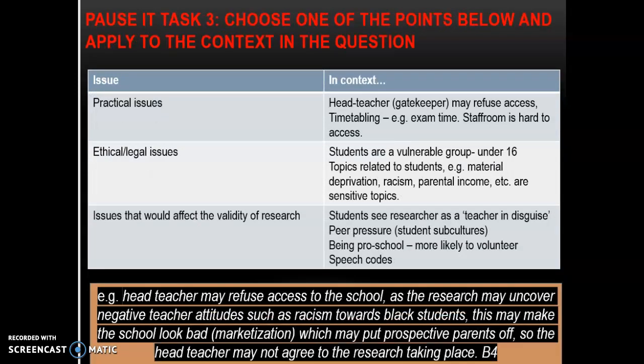And then finally, what I'd like you to do now, do another pause it task. You can choose one of the points below and apply it to the context in the question. So start to have a think about how might some of these actually impact doing an observation onto racism within school. I have done one there for you to get you thinking. Okay. Join back in when you're ready.